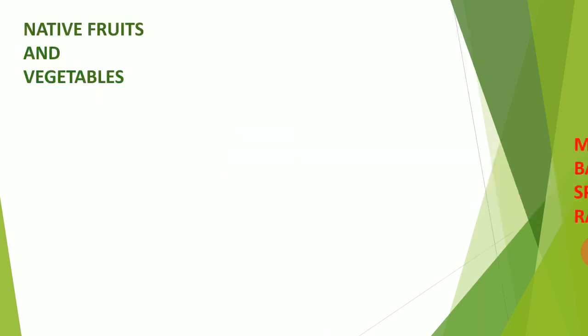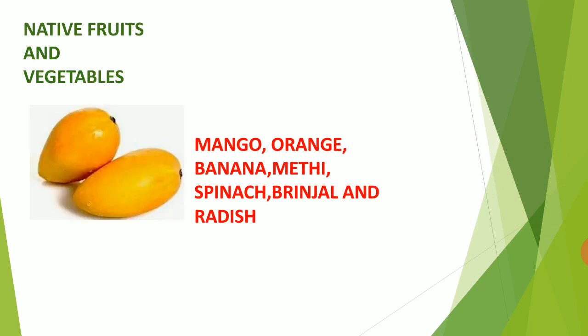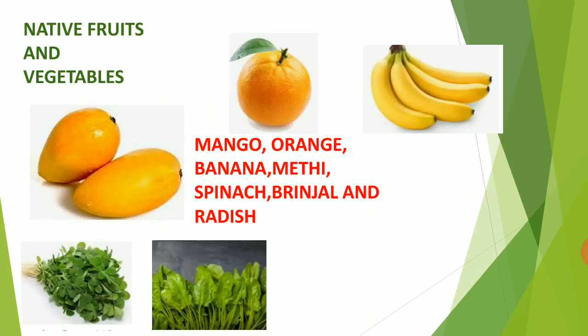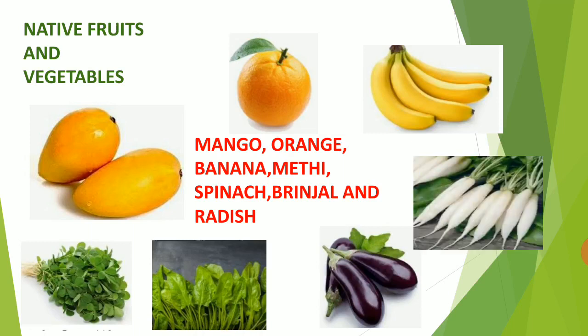Native fruits and vegetables. Mango, orange, banana, methi, spinach, brinjal, and radish are the native fruits and vegetables which grew in our country right from the beginning.